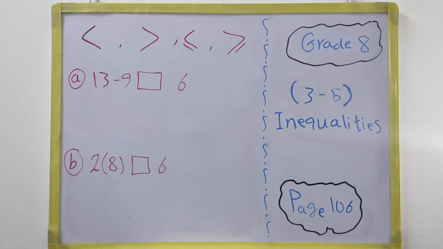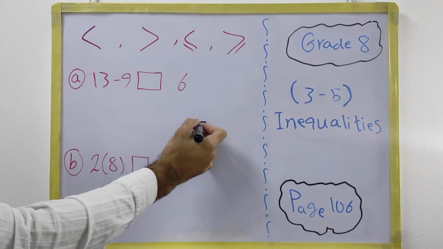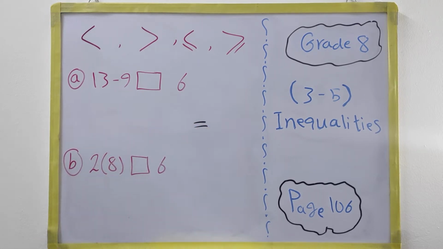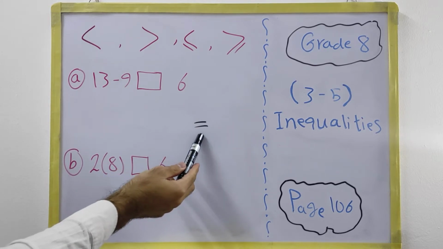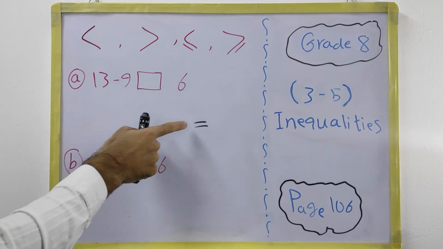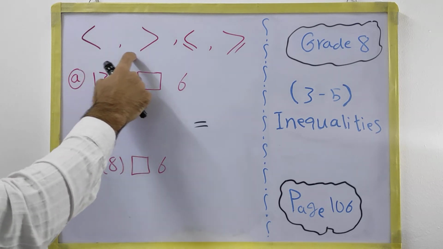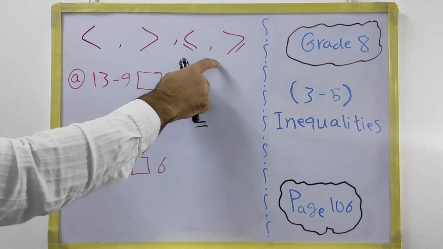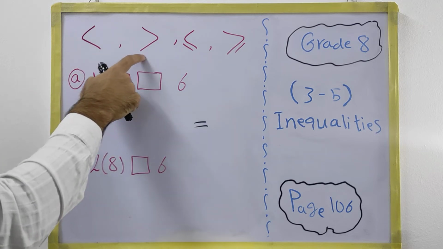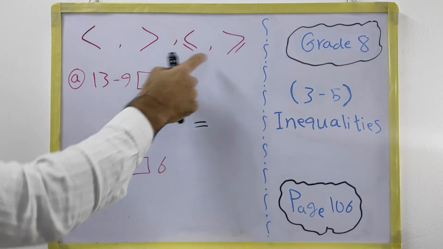In the other lessons we have studied equations. We said equations are those expressions that we have equal between them. The difference of the equation and inequality: in the equation we just have equal. In the inequalities we have these four signs between them: less than, greater than, less than or equal, greater than or equal.